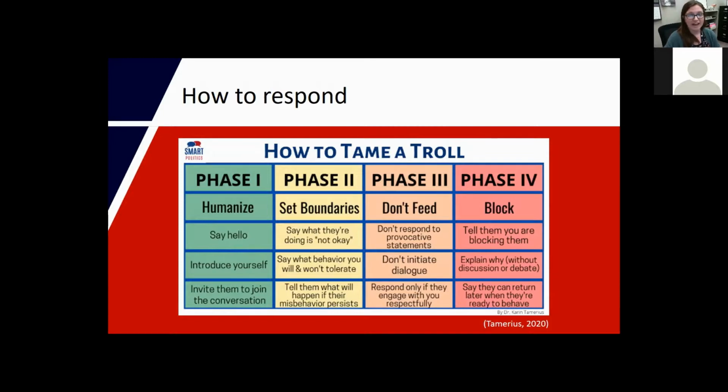And finally, if absolutely necessary, block them and let them know that you're doing it. Don't engage further. I wouldn't recommend the exact wording of that final block that says they can return later when they're ready to behave, because this can come across as condescending. Also, try to remember that blocking is a last resort reserved for the worst offenders. We want to burst our filter bubbles, but if we block everyone with a different opinion, we'll always be stuck in that echo chamber Marlo was talking about.